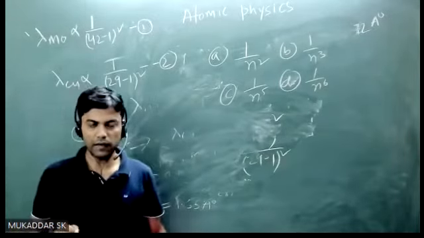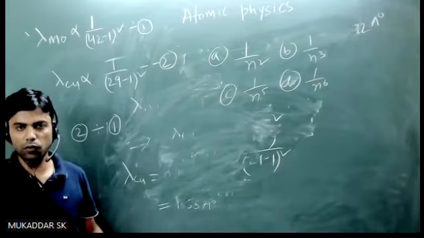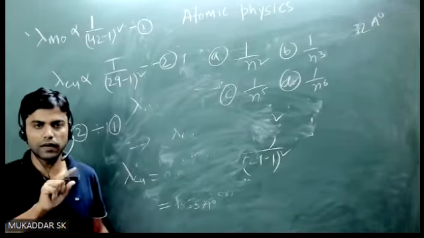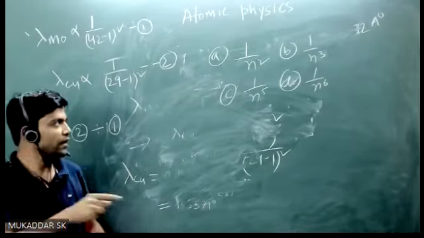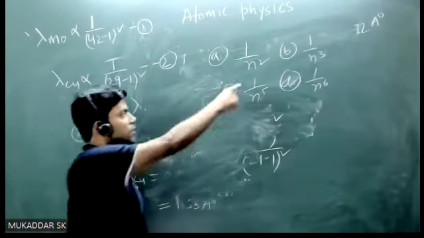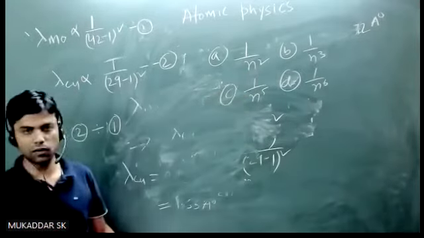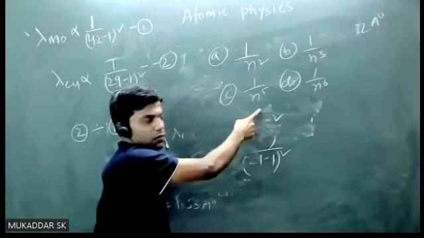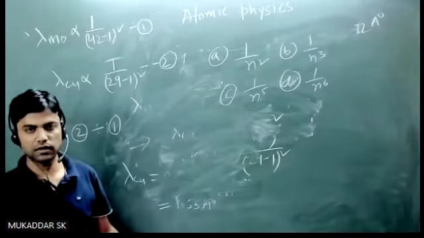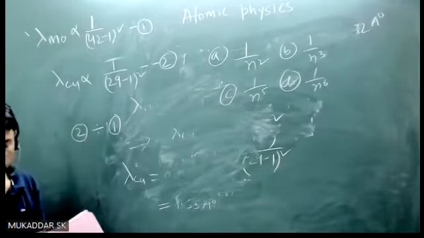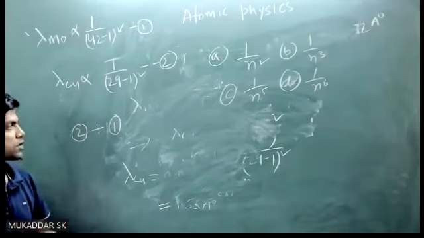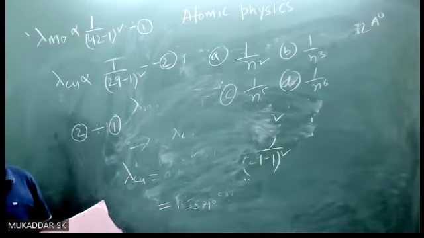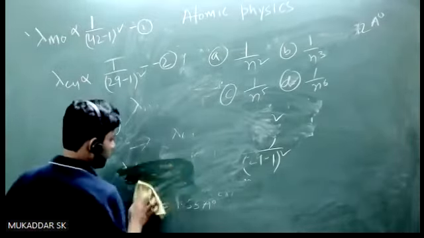So I am repeating the question. According to Bohr's theory, the magnetic field produced at the center due to orbital motion of the electron at the nth orbit, where n is the principal quantum number. Now, how will that magnetic field vary with n? Is it like 1 by n square, 1 by n cube, 1 by n to the power 5, or 1 by n to the power 6? That you have to check. So how will we do this? To solve this question, you need some basic idea about electromagnetic theory. That I will tell you.